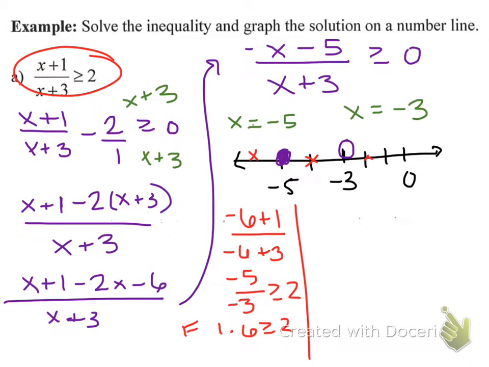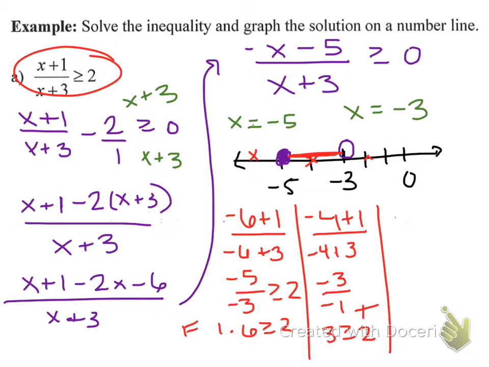Now we'll check a negative 4. So I have negative 4 plus 1 over negative 4 plus 3. So I get negative 3 over negative 1. 3 is greater than or equal to 2. So in between works. That's true.